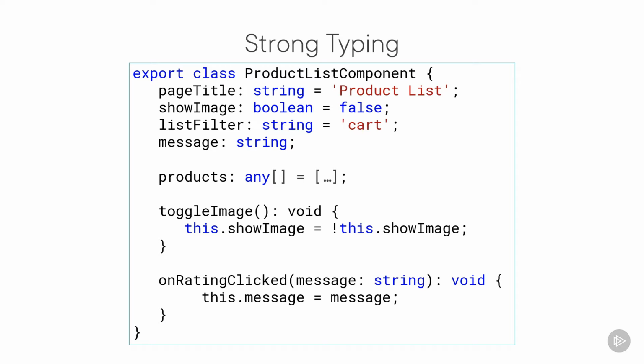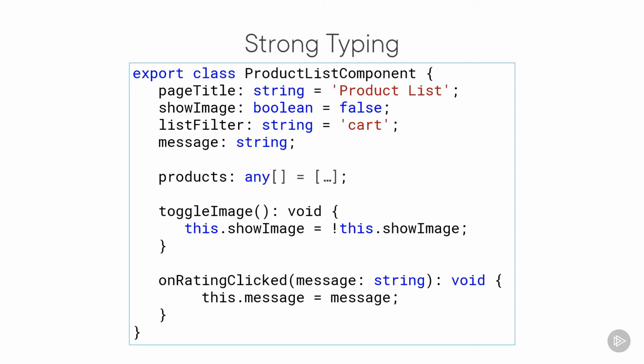One of the benefits of using TypeScript is its strong typing. Every property has a type, every method has a return type, and every method parameter has a type. This strong typing helps minimize errors through better syntax checking and tooling. In some cases, however, we have a property or method that does not have a predefined type, such as our products array here. We defined our products array as any, which negates the benefits of strong typing.